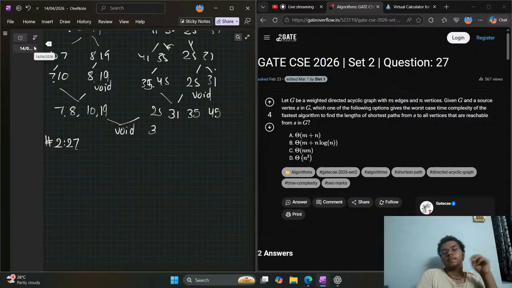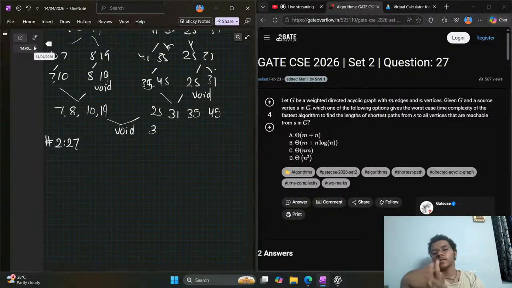Given a weighted directed acyclic graph with n vertices, given G and a source vertex S, which of the following options gives the worst case time complexity of the fastest algorithm to find the length of the shortest path from S to all vertices that are reachable.